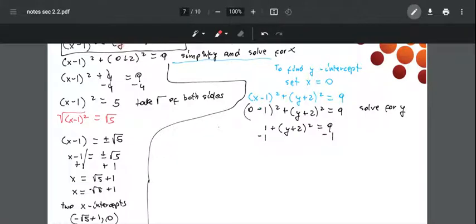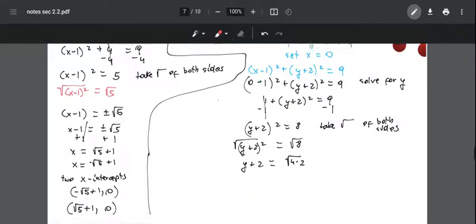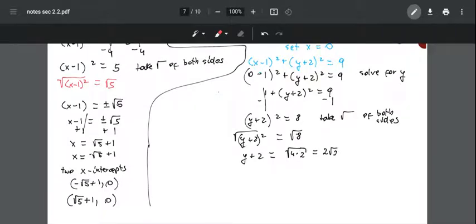I will subtract 1 from both sides. That will give you (y + 2)^2 = 8. Just take the square root of both sides. So the square root of (y + 2)^2 equals the square root of 8. The square root of 8 is the same as the square root of 4 times 2, which is 2 square roots of 2, positive and negative, because when you take the square root of real numbers, you can get positive or negative. So we have y + 2 equal to positive or negative 2√2.